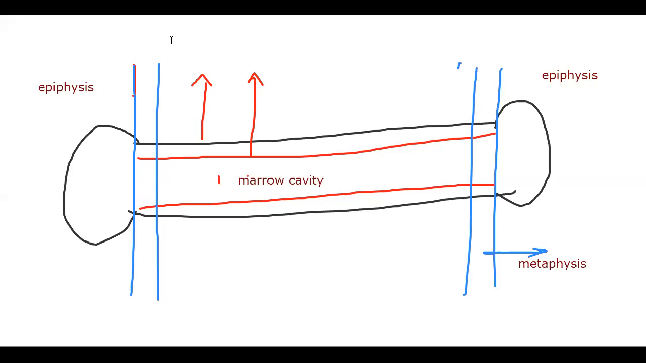The outer layer is said to be periosteum. The bone is covered by periosteum. We learned this actually: it is made up of irregular, dense, fibrous connective tissue. Endosteum is also irregular, dense, fibrous connective tissue. Between the two epiphyses, let me show you. This is also metaphysis.